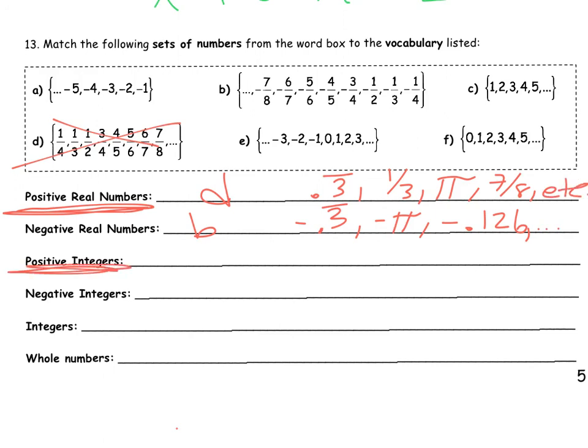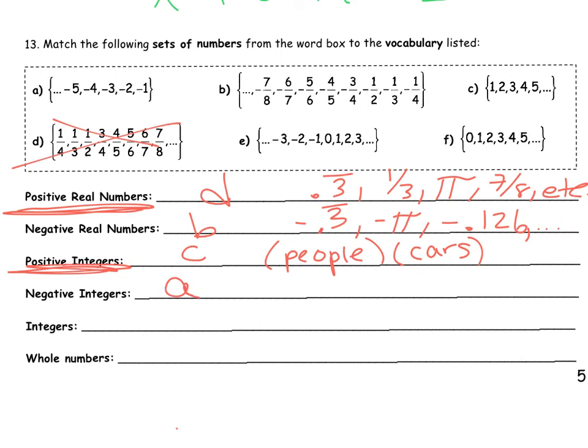Okay, positive integers, guys. So positive integers could talk about people. You could have 1 person, 2 people, 3 people, 4 people, etc. That would be letter C. So positive integers, think of people. You can't have negative people. Or think of cars. Cars would be an example. You can't have negative cars. Okay? Negative integers is now dealing with the opposite. So instead of positive 1, 2, 3, 4, 5, you would have negative 1, negative 2, negative 3, negative 4, negative 5, etc. So that will be letter A.